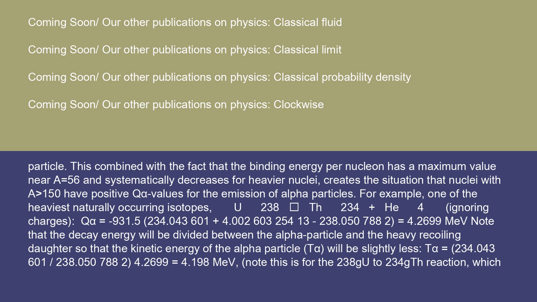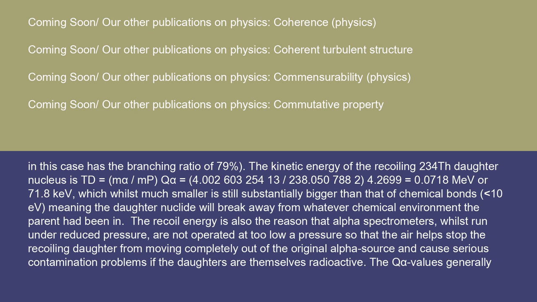Note that the decay energy will be divided between the alpha particle and the heavy recoiling daughter, so that the kinetic energy of the alpha particle, T alpha, will be slightly less. T alpha equals 234.043601 over 238.050788 times 4.2699, which is equal to 4.198 MeV. Note this is for the uranium-238 to thorium-234 reaction, which in this case has the branching ratio of 79%.